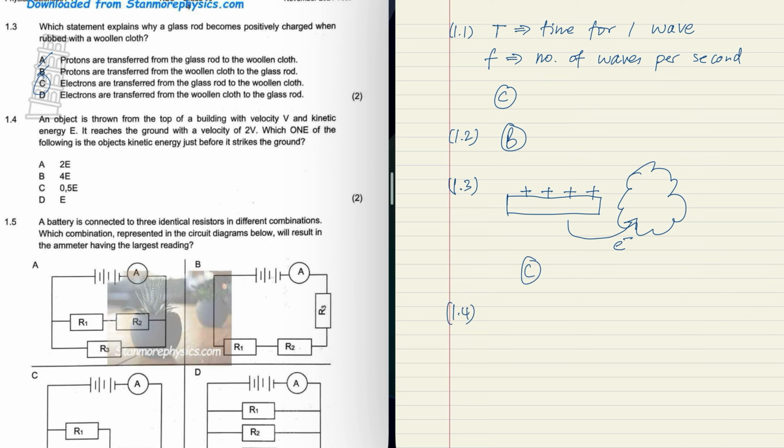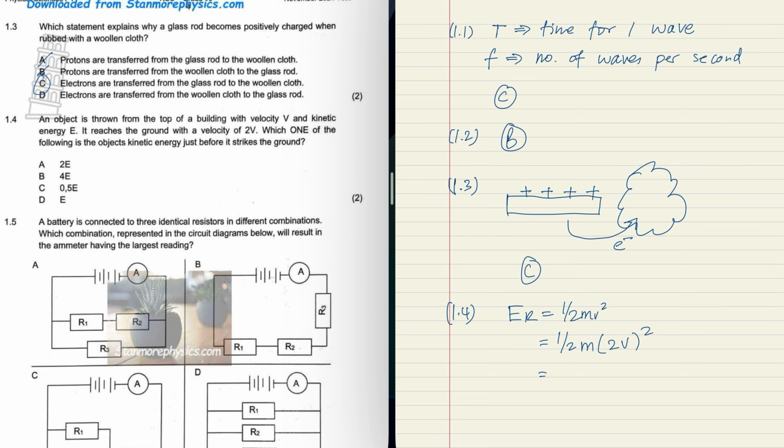Question 1.4, an object is thrown from the top of a building with velocity V and kinetic energy E. It reaches the ground with a velocity of 2V. Which one of the following is the object's kinetic energy just before it strikes the ground? Okay, so here we can say that EK is equal to half mv squared. Now before it hits the ground, it has a velocity of 2v. So 2v all squared.